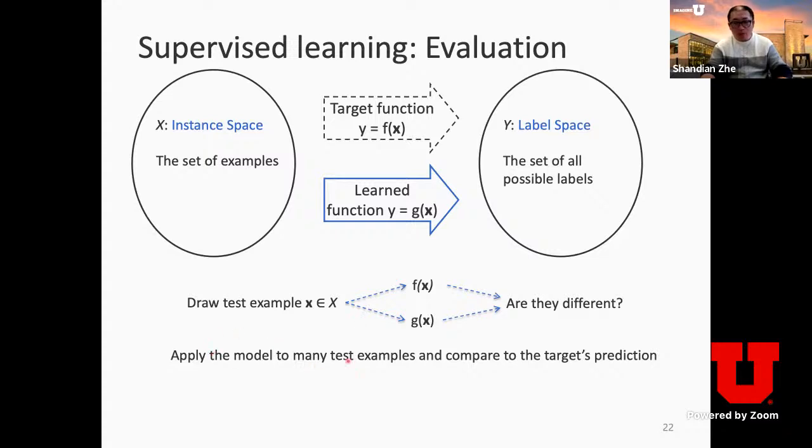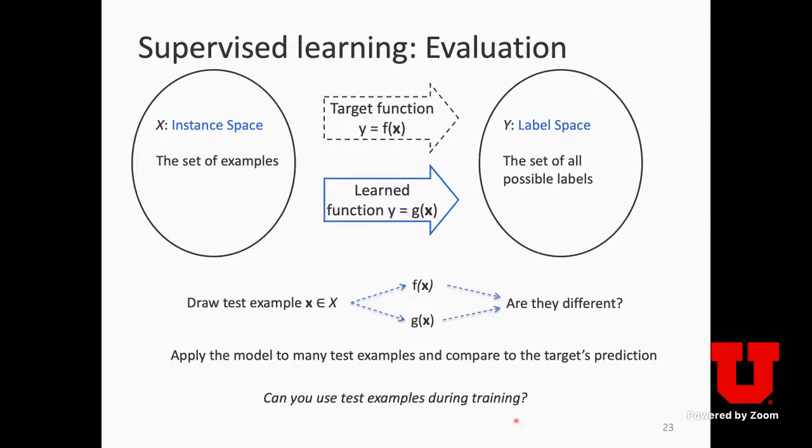Yeah, we apply the model to many test examples and compare to the target prediction. So now another question: suppose we have pre-collected a bunch of test examples and want to use them to evaluate our learning function. Can we use those test examples during training? No, of course we cannot, because if we do, the function will fit to the tests. So if we have new tests, it wouldn't work well.